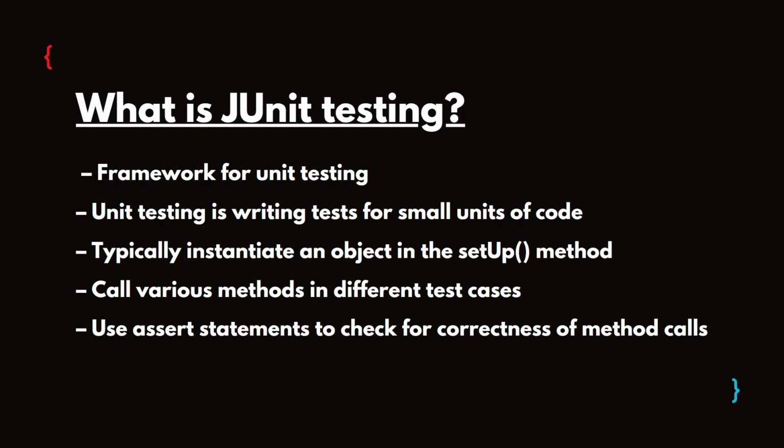To be specific, JUnit testing is a framework for unit testing, and it basically is made up of writing tests for small units of code. Typically, you're going to be writing test methods for multiple different methods. At the start of a JUnit test case, you always need to make sure that you have a setup method, which is then called before every other test method. And finally, you want to make sure that you use assert statements to check the correctness of every different method call.